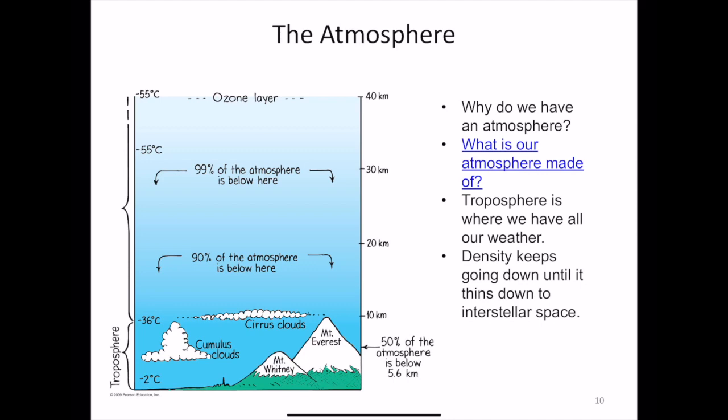The atmosphere is much thicker as you get closer to the surface of the Earth. In fact, 50% of the atmosphere is below about 6 kilometers from the surface. So you can see that it's a lot thicker near the surface, and it gets thinner and thinner and thinner as you go further out. Okay, so the question was, why do we have an atmosphere?